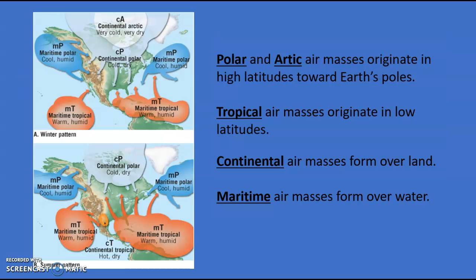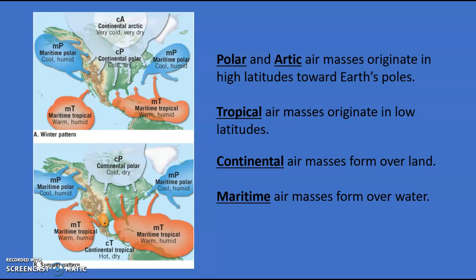There are several different types of air masses. There is the polar and Arctic air mass, which originate in high latitudes towards Earth's poles. The tropical air masses, which originate in low latitudes. The continental air masses that form over land, and then the maritime air masses that form over water.